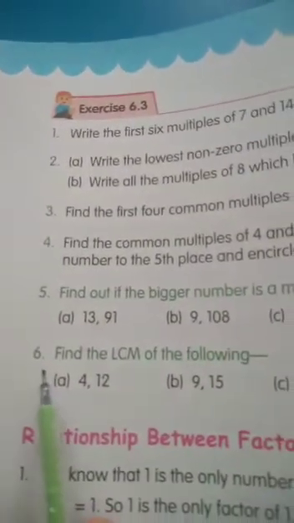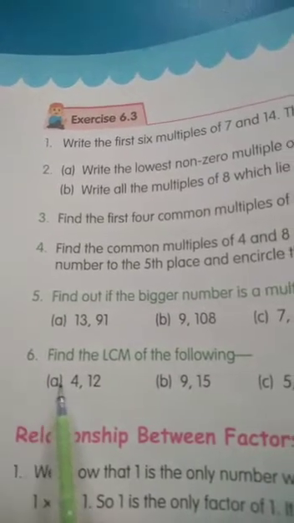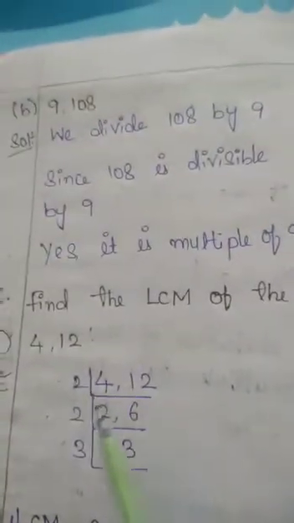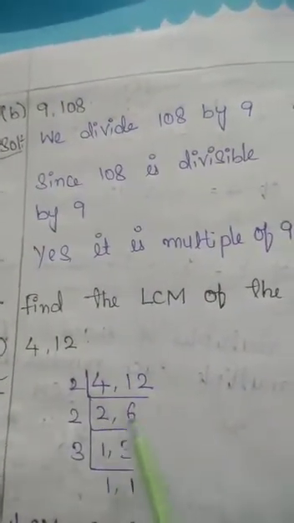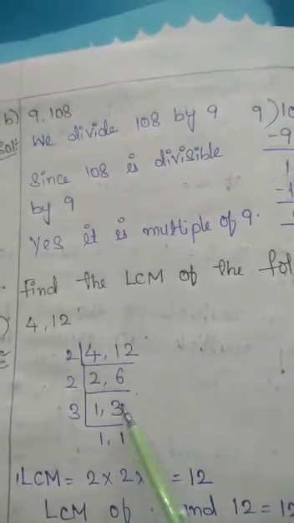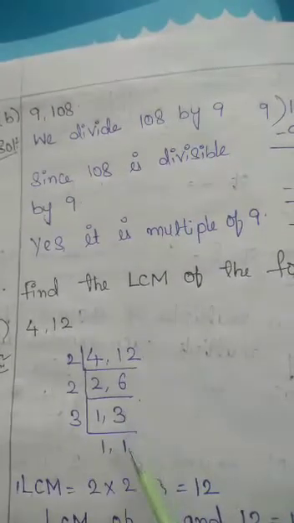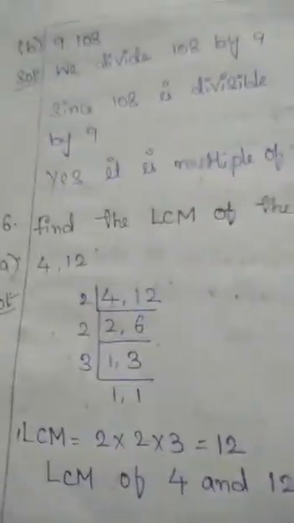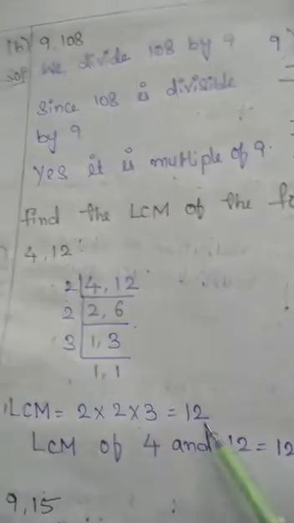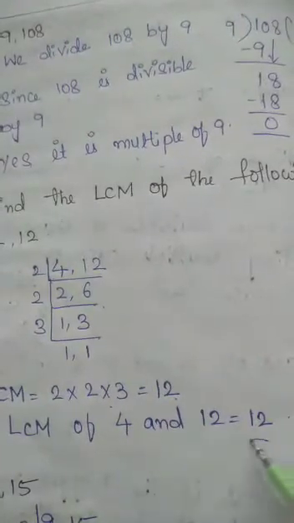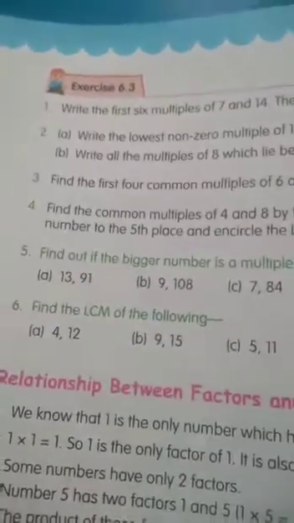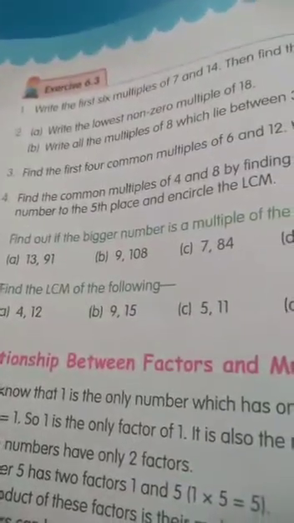Now the last problem of exercise 6.3, the sixth one. Find the LCM of the following. First question 4, 12. So here we have to find the LCM. 2 twos are 4, 2 sixes are 12. Next 2 ones are 2, 2 threes are 6, 3 ones are 3. This one will be as it is. So LCM equals 2 into 2 into 3. 2 twos are 4, 4 threes are 12. LCM of 4 and 12 equals 12. The remaining problems you practice. This completes our exercise 6.3 revision.